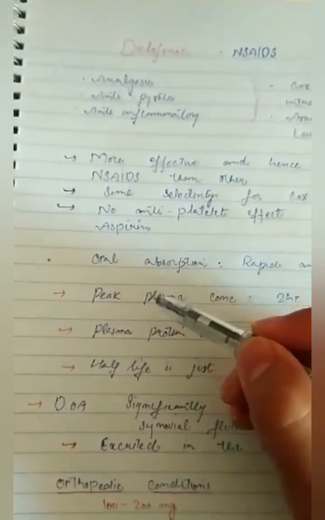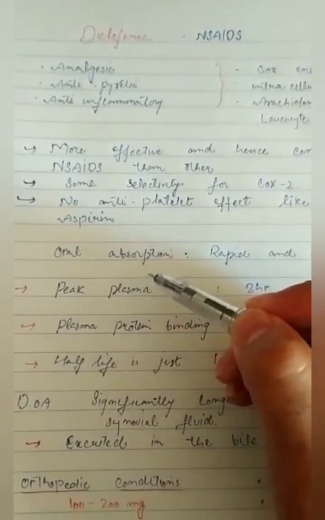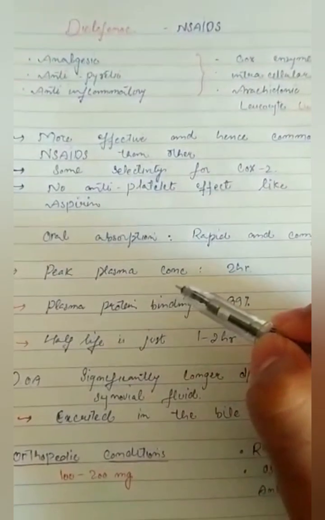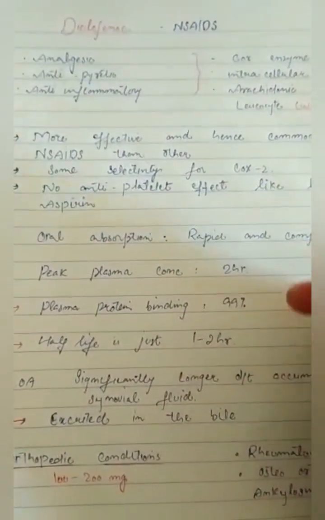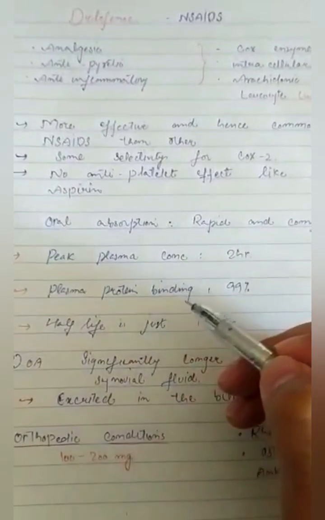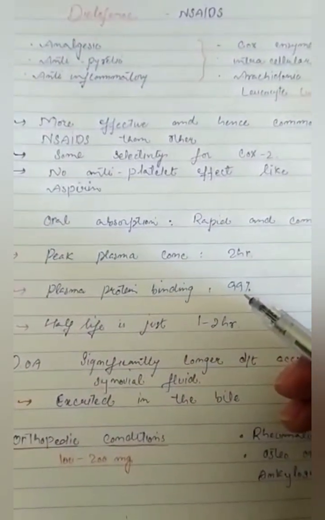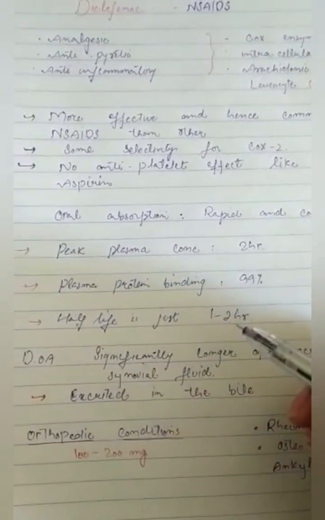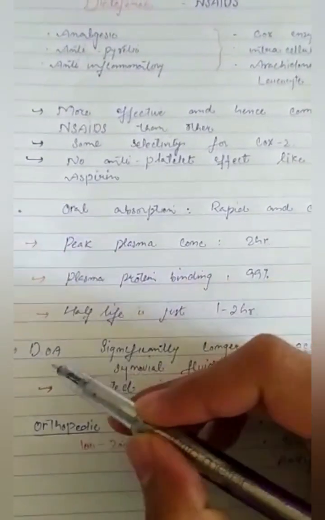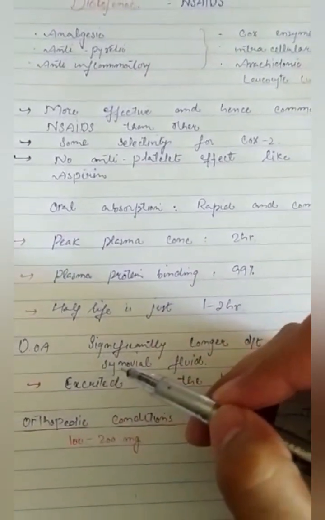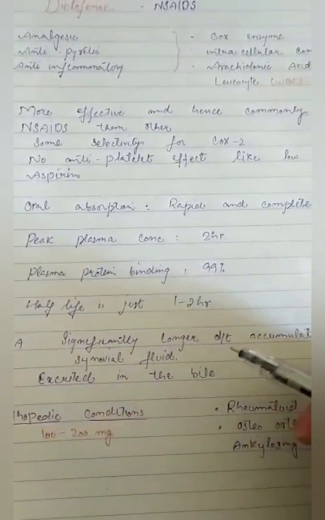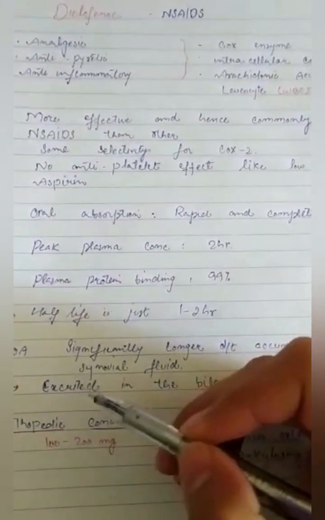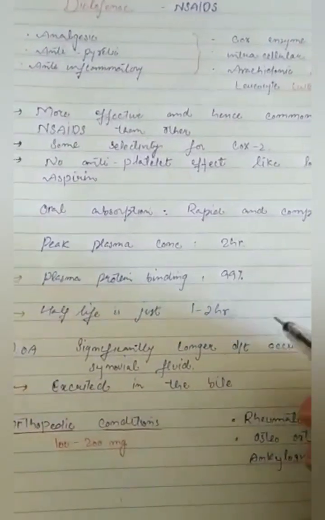When it is given orally, oral absorption is rapid and complete, peak plasma concentration is achieved in 2 hours, plasma protein binding is about 99%, half life is just 1 to 2 hours, and duration of action is significantly longer due to accumulation in synovial fluid. It will be excreted in the bile.